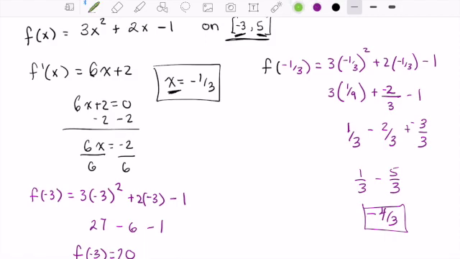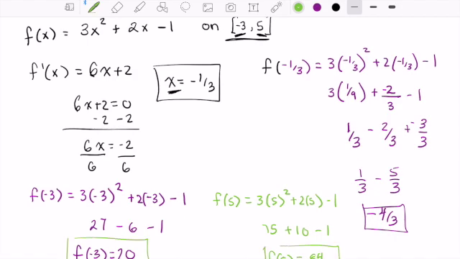And then for our last one, we're going to plug in 5. So f of 5 equals 3 times 5 squared plus 2 times 5 minus 1. So 5 squared is 25 times 3. We get 75 plus 10 minus 1. We get f of 5 equals 84. So now when I look at my 3 solutions here, what is my absolute minimum? Well, my absolute minimum is going to be my smallest number.